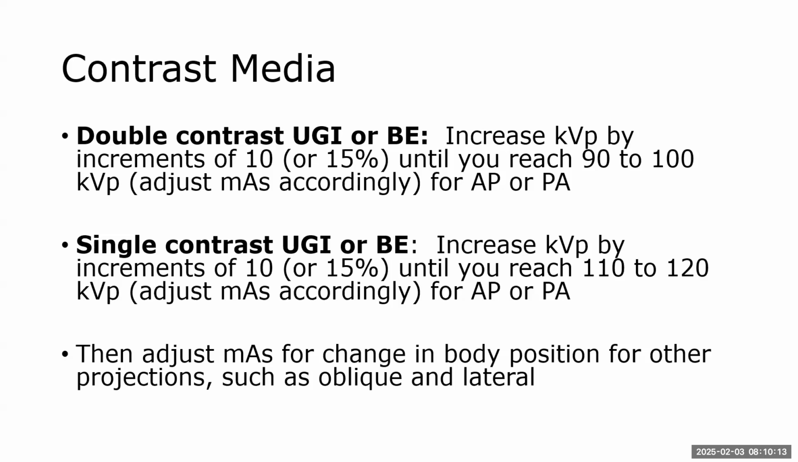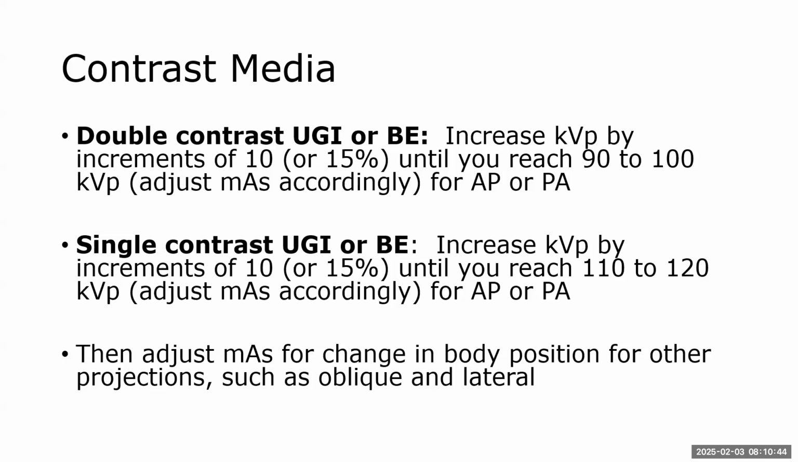So with upper GIs, we give them crystals that they throw back in their mouth and swallow, and it creates air in their stomach. So it's sort of like Pop Rocks. Y'all remember that? I think that's what they were called, where they fizz, or like Alka-Seltzer, how it fizzes up. That's what that does. So when you're using double contrast, you're going to increase your kVp by increments of 10, which is about 15%, until you reach 90 to 100 kVp and adjust the mass accordingly.